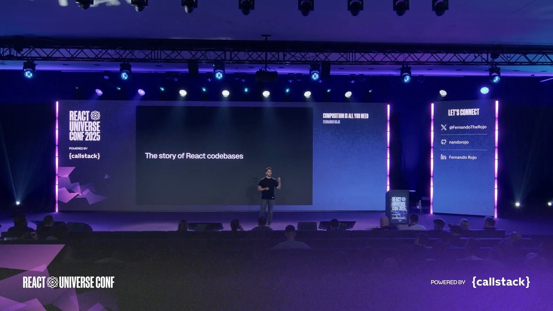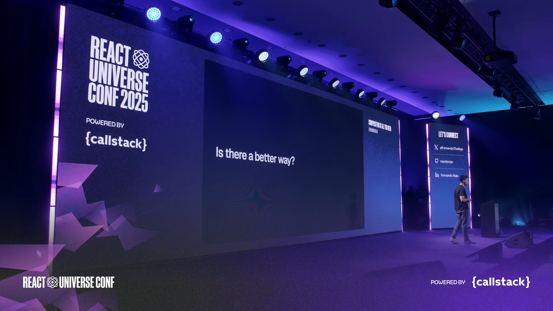I've seen this for both humans and AI. But is there a better way? Can we scale our code bases while retaining the flexibility, but without making it hard to work in? Can we build in a way that both humans and AI can succeed?